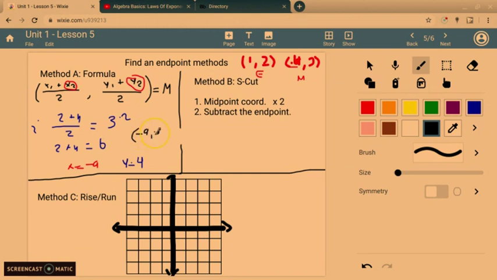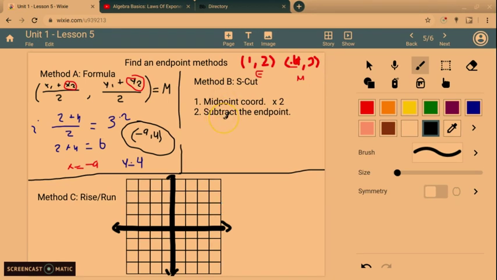So that took kind of a long time to do, but it's the one that will always work no matter what way there is. So now method B, shortcut. So first we just write down the midpoint. That's all we need to do first.